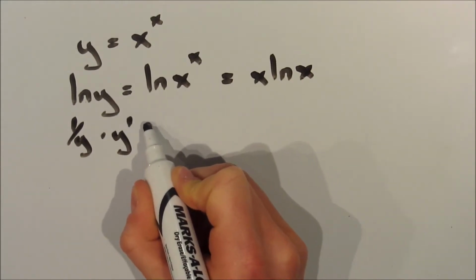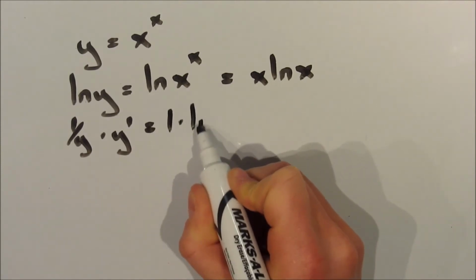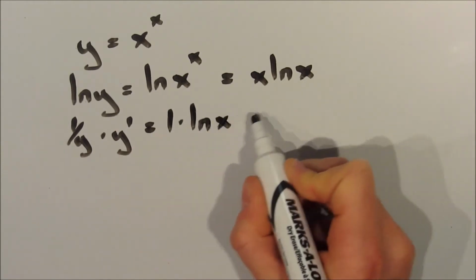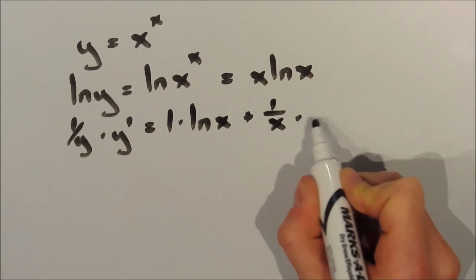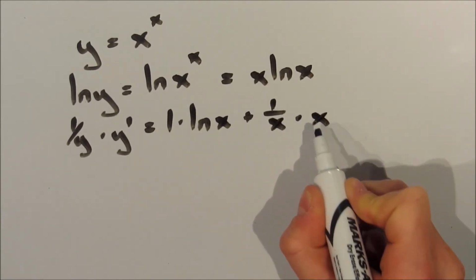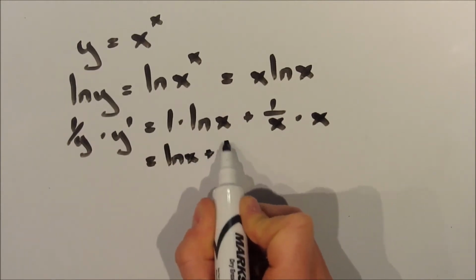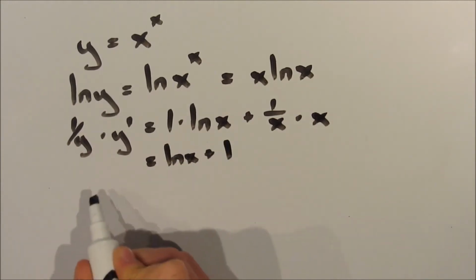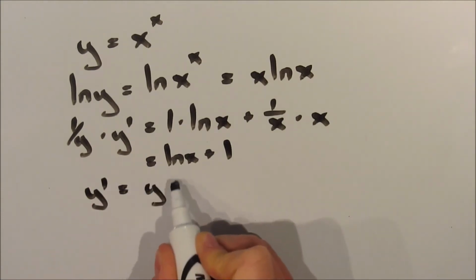So now we're going to use implicit differentiation to take the derivative of this function. On the left hand side we end up with 1 over y multiplied by y prime is equal to 1 multiplied by ln x plus 1 over x multiplied by x. And we're going to simplify this. If you don't know how to do this step, I highly recommend you check out my video on implicit differentiation, and that should show you how to do it.